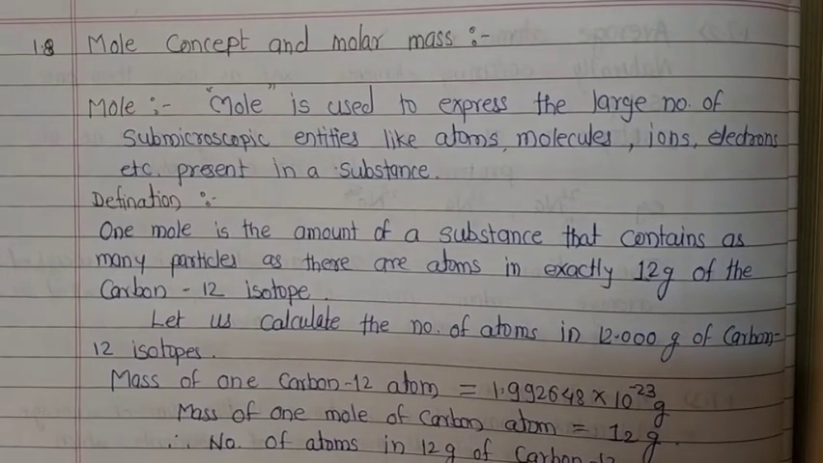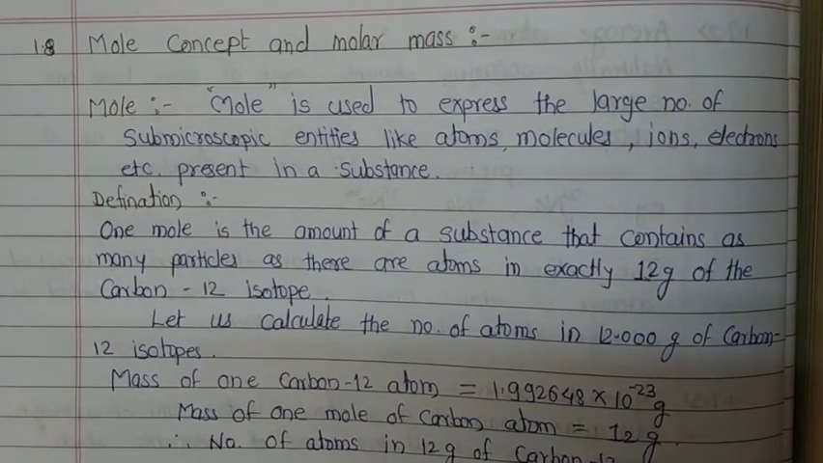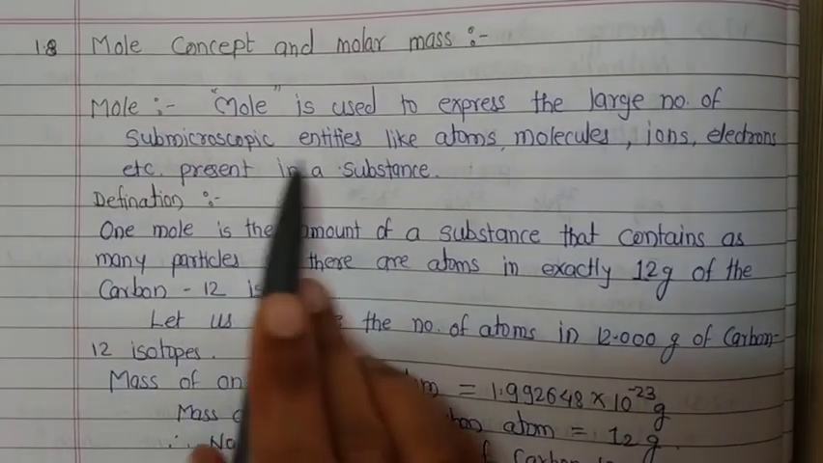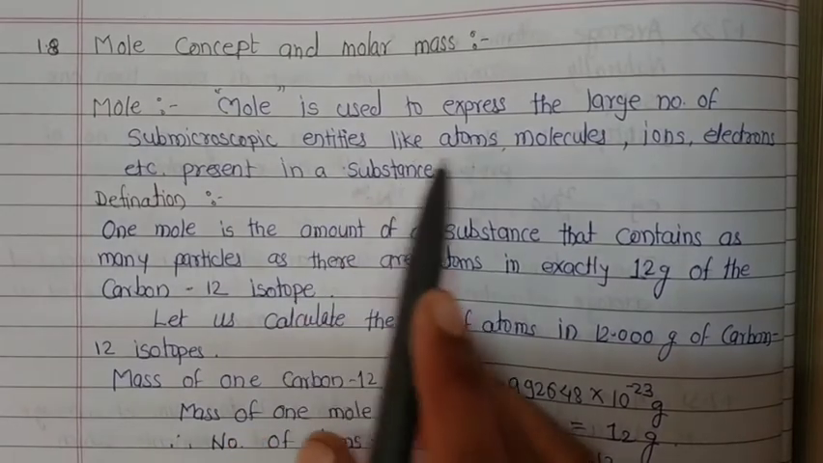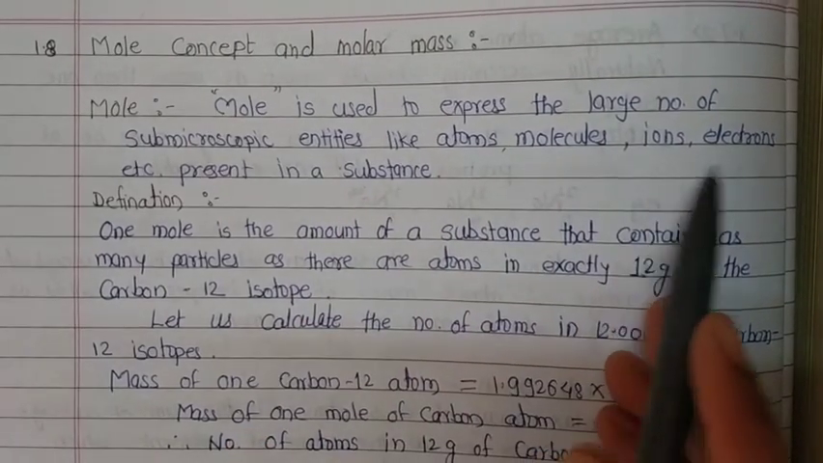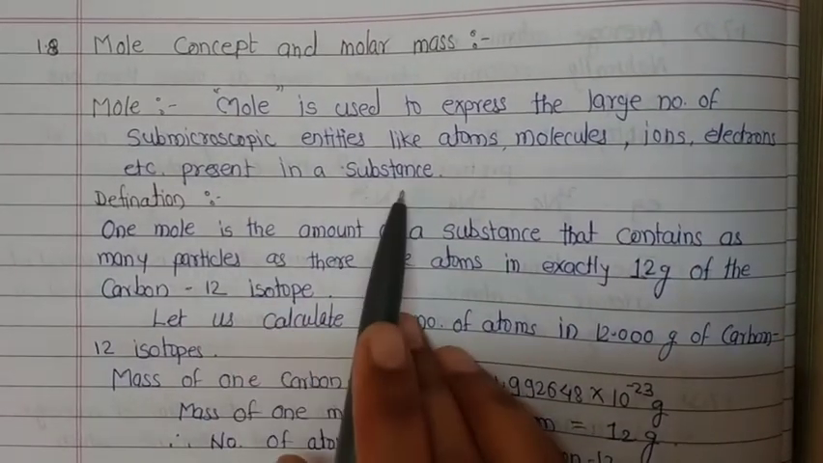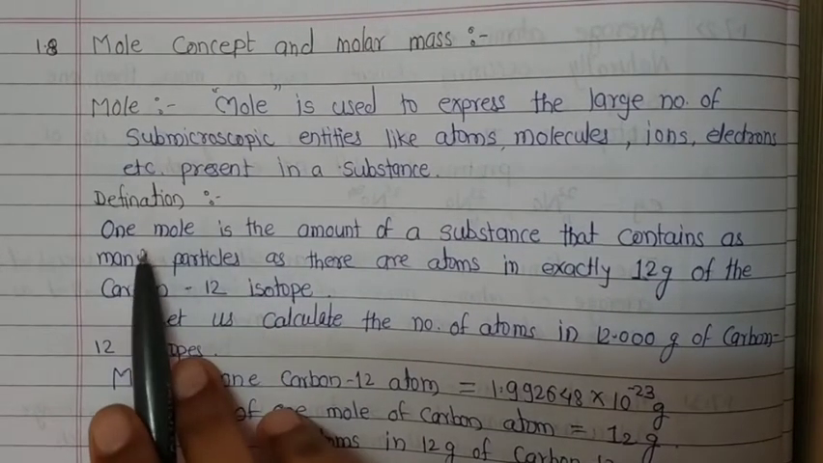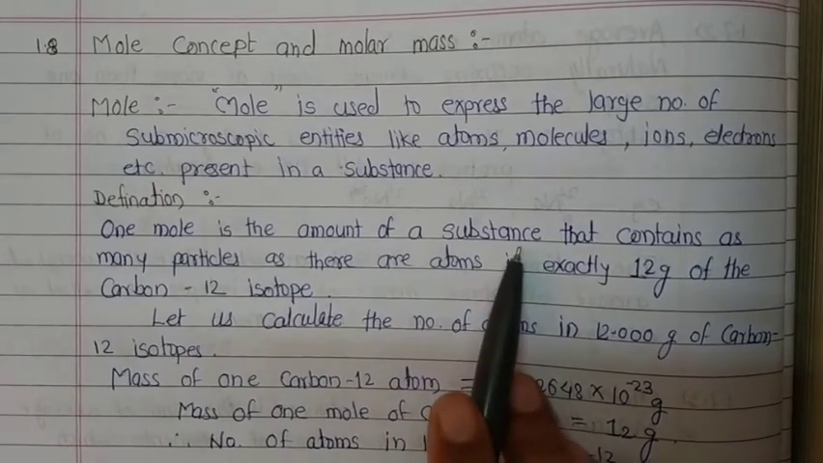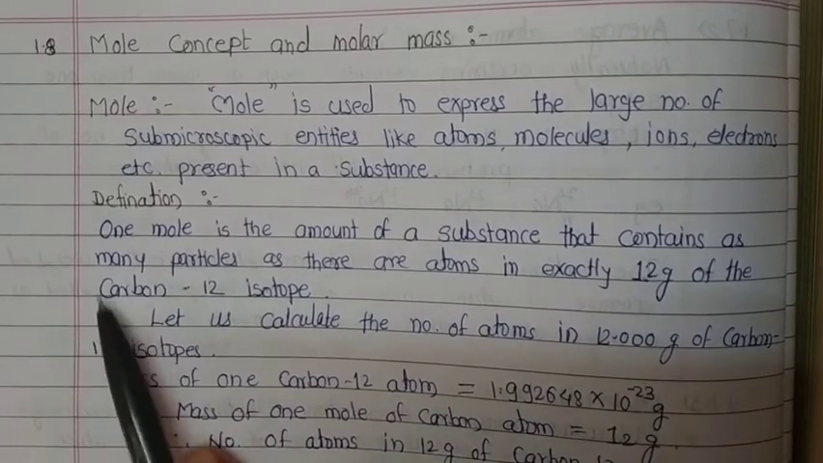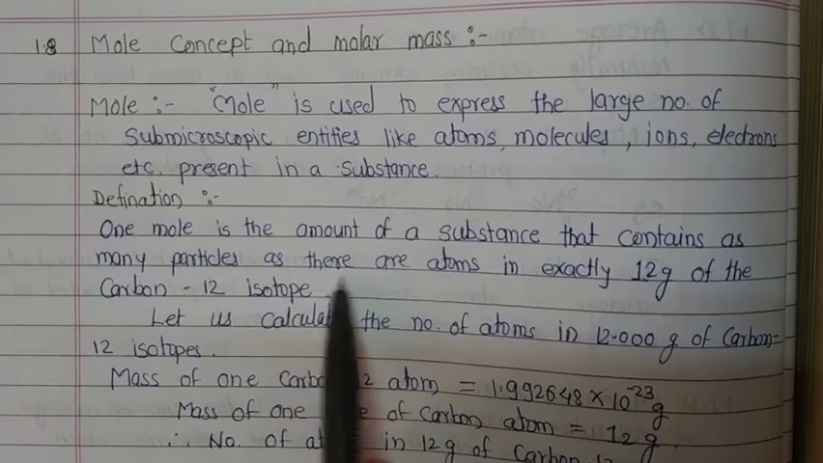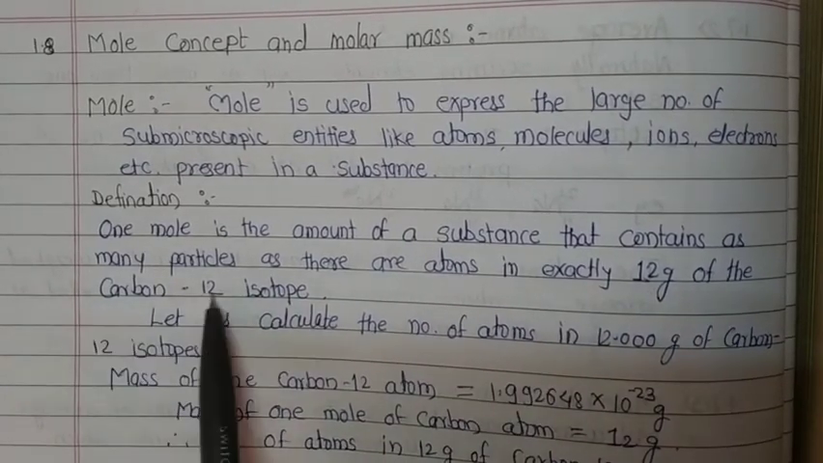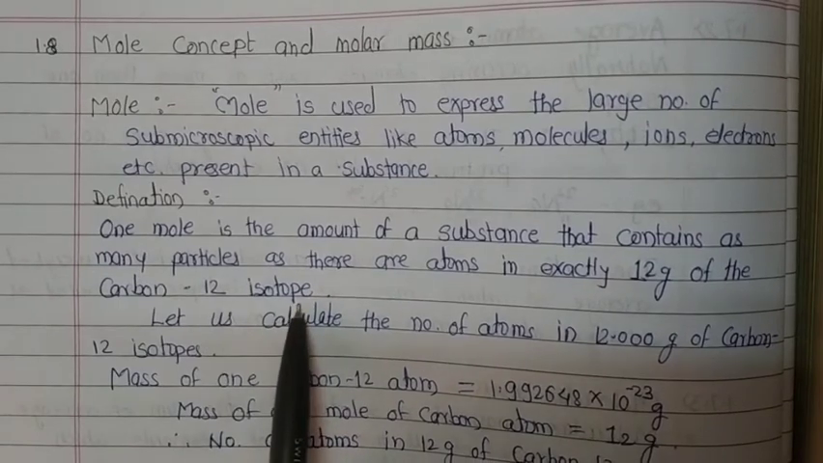In short, mole is used to express the large number of microscopic particles like atoms, molecules, ions, electrons present in the substance. So we can define mole as: 1 mole is the amount of substance that contains as many particles as there are atoms in exactly 12 gram of the carbon-12 isotope.